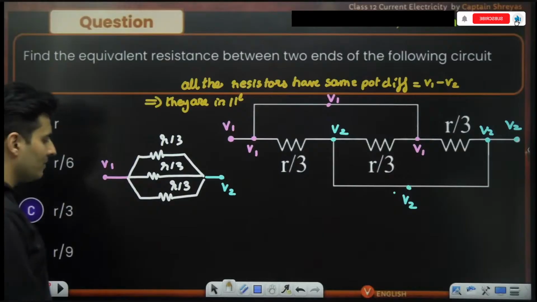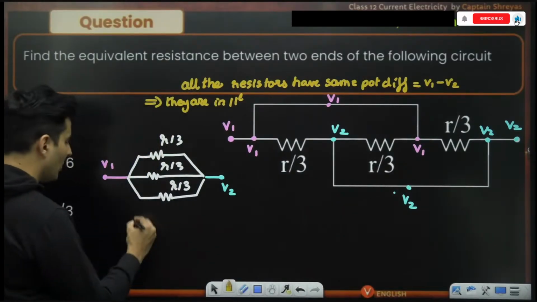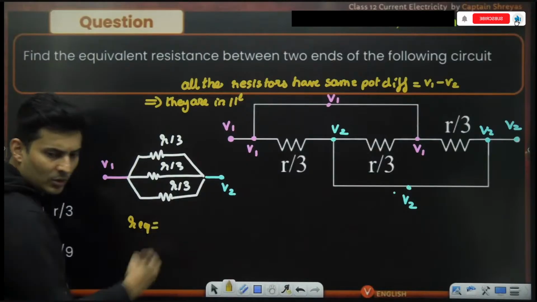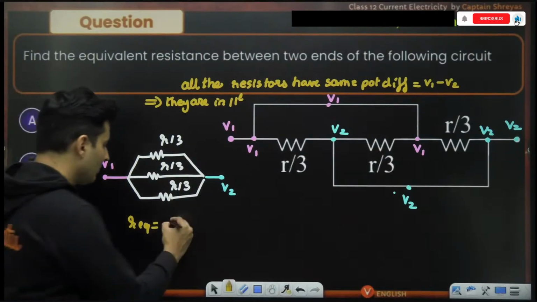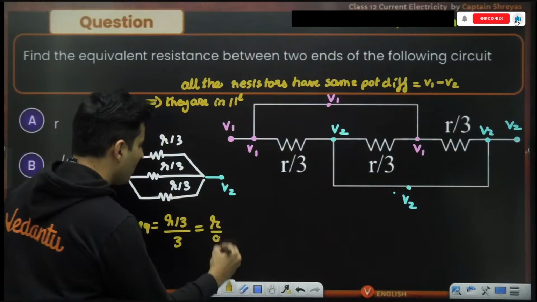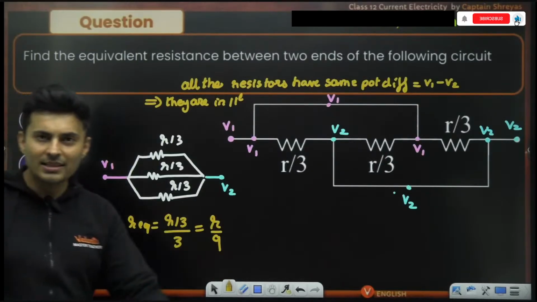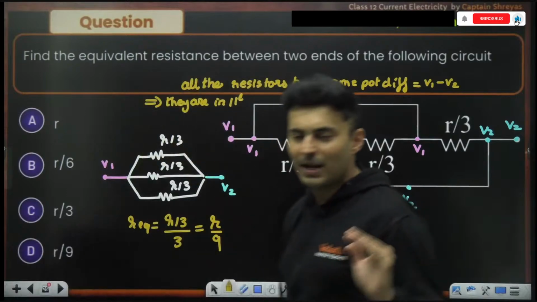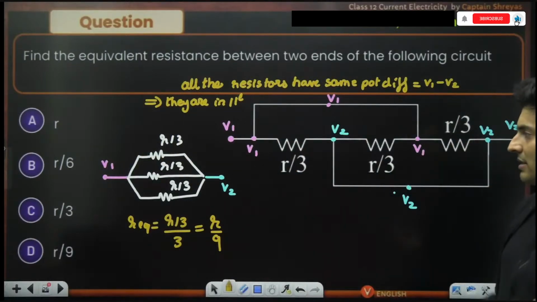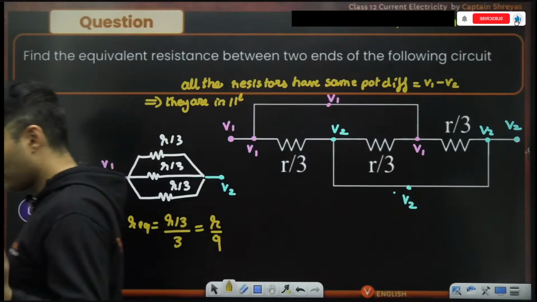So now it becomes obvious, since they are all in parallel, what will be the equivalent? So R equivalent will be, you take any one of the resistors, which is nothing but R by 3, divided by the number of resistors. So it will be R by 9, which is option number D, of course. Is that clear, everyone? It will be R by 9, because 3 resistors in parallel. So each resistor divided by the number of resistors.